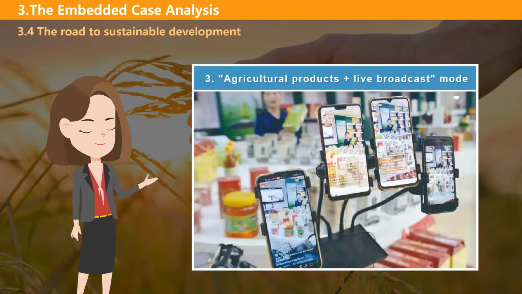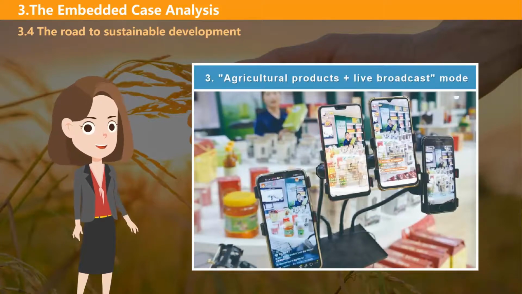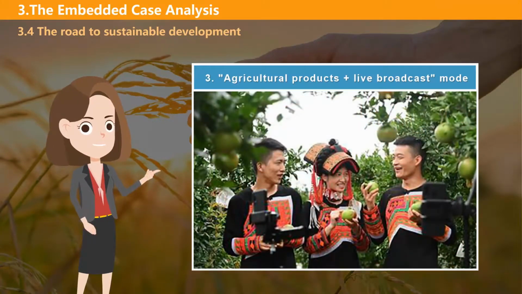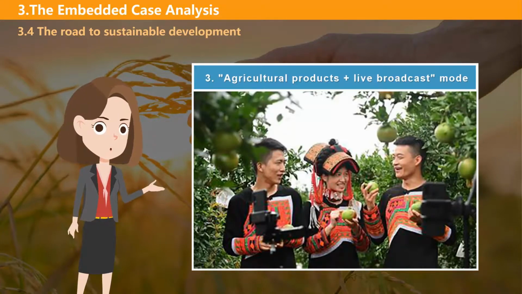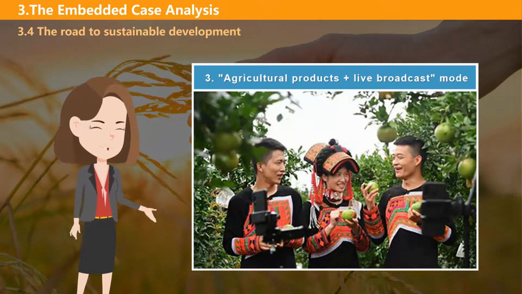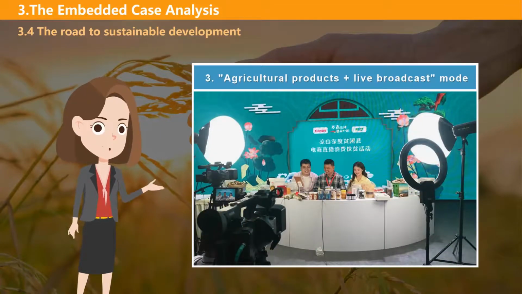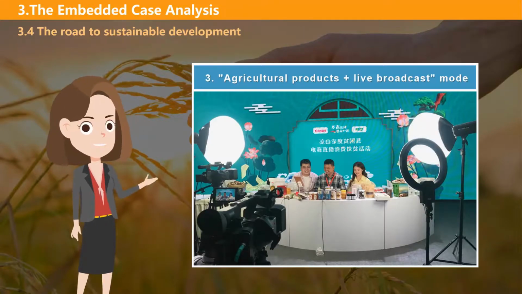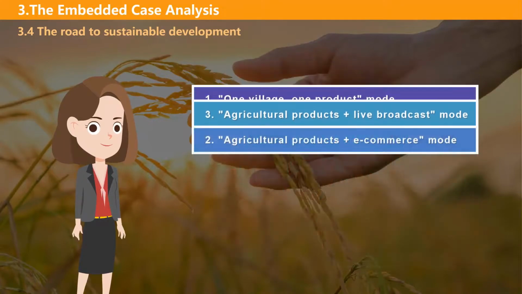3. Agricultural products plus live broadcast modes. Agricultural products plus live broadcast modes is to use live broadcast platforms to broadcast the agricultural production process and directly connect agricultural practitioners with customers, which not only breaks the restriction of agricultural regional development, but also allows agriculture to get on the web celebrity development express stream of its own style.